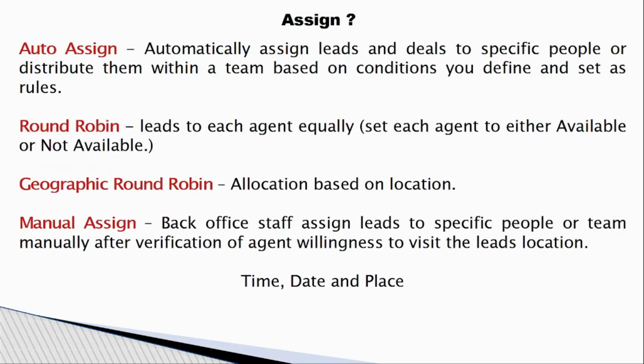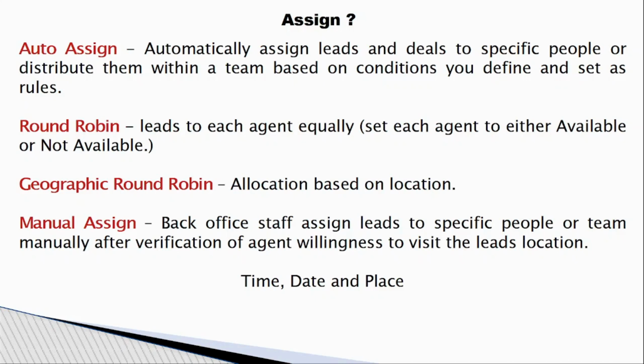And when leads are generated, you have bank staff, direct sales agents, or agents. How to assign these leads to agents? Auto assign means you have preconditions, and automatically the lead will be assigned to staff. Second, round robin, so leads will be distributed equally. You have 5 agents available in the branch and 10 leads. Every agent will be assigned 2 leads.